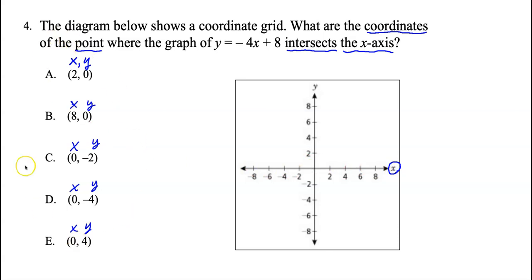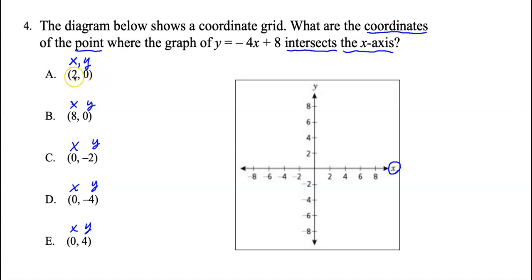So I'm going to use the process of elimination here, and I will worry about this equation later, the y equals negative 4x plus 8. So let's go ahead and plot this point. If it touches the x-axis, then it could possibly be the correct answer. However, if I plot the point and it doesn't touch the x-axis, I will eliminate it as a possible correct answer. So let's plot this point here, 2, 0.